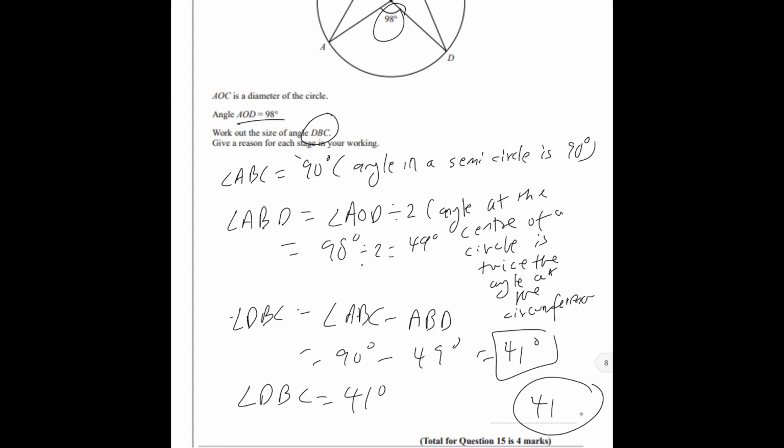41 degrees is your answer, and you score those good 4 marks by stating the reasoning as well, because the question states give a reason for each stage of your working. So I think that's it for solving some complex circle theorem questions.